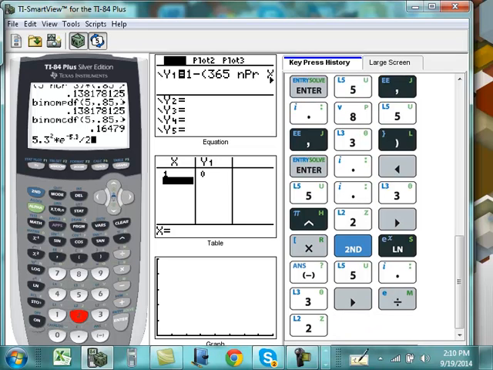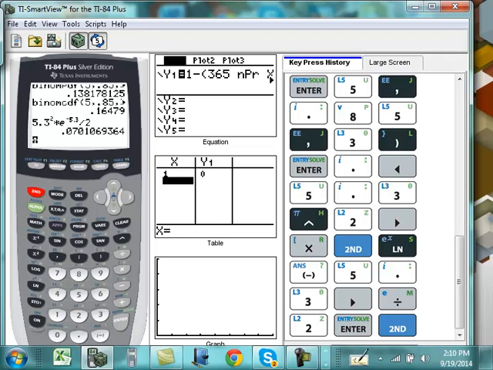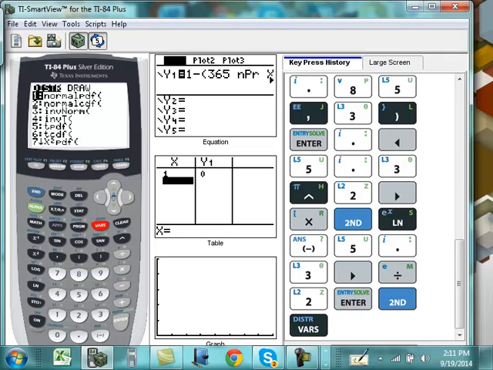2 factorial happens to be 2. But if it's a larger number than, say, 3 or 4 or whatever, just use the factorial symbol after you put that number down. And that works out to be that. So it's not too difficult of a calculation. But suppose that you didn't remember what the formula for the Poisson was, then you can go into your distribution menu and scroll down toward the bottom and select option C, which is Poisson PDF.